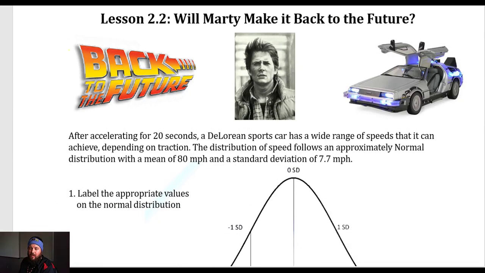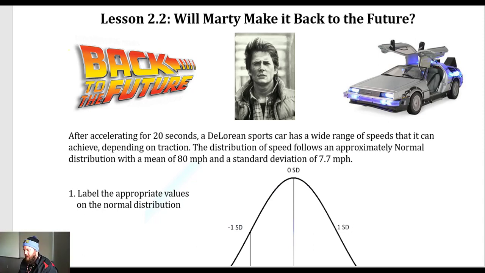Alright, so we're going to continue with lesson 2.2, and we're going to talk about normal distributions. With this, we're dealing with Marty making it back to the future. As it says here, after accelerating for 20 seconds, a Delorean sports car has a wide range of speeds that it can achieve, depending upon traction. The distribution of speed follows an approximately normal distribution with a mean of 80 and a standard deviation of 7.7.